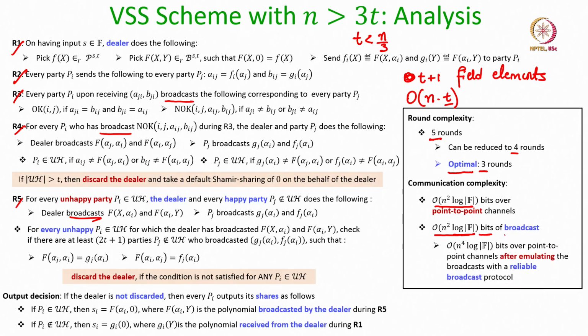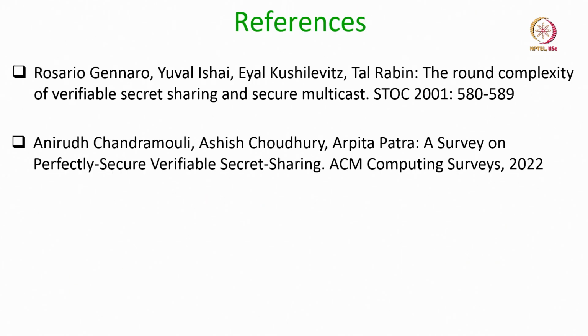Now, recall that to emulate one single broadcast, we can run an instance of the reliable broadcast protocol. So, after emulating all the broadcasts in this protocol through an efficient polynomial time reliable broadcast protocol, say the phase king protocol, we get that the total communication complexity of the protocol is n power 4 times log of field size number of bits. That is the communication over the point to point channels after emulating all the broadcasts in the protocol. So, with that I end this lecture.